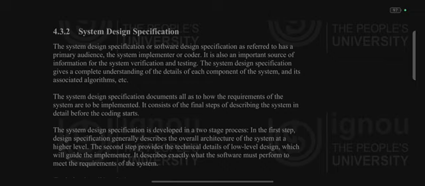The system design specification is developed in a two-stage process. In the first step, the design specification generally describes the overall architecture of the system at a high level. The second step provides the technical details of low-level design which will guide the implementer. It describes exactly what the software must perform to meet the requirements of the system.